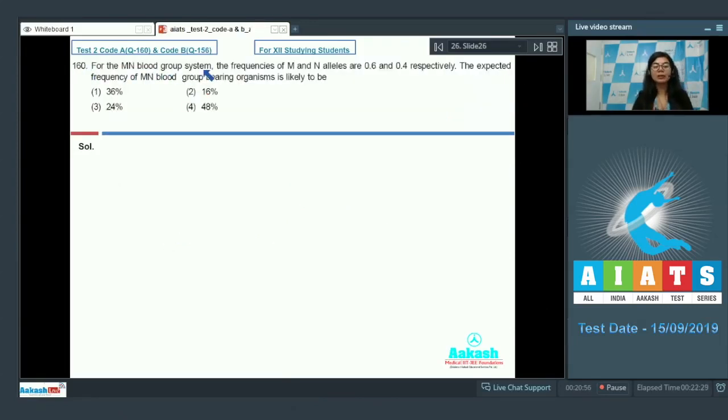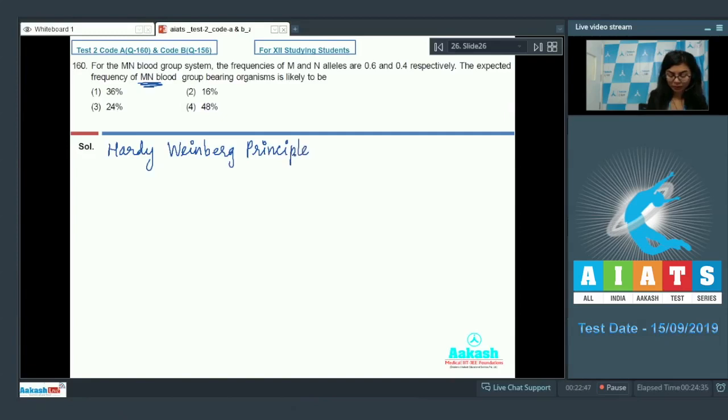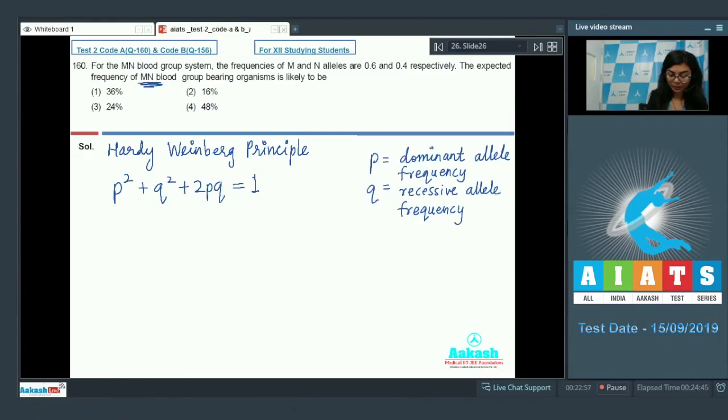Question number 160. For the MN blood group system, the frequencies of M and N alleles are 0.6 and 0.4 respectively. The expected frequency of MN blood group bearing organisms is likely to be. Alright, we are asked to find the frequency of MN blood group bearing organisms. Let's go over it step by step. According to the Hardy-Weinberg principle, this question can be solved. Let me just calculate it. The expression given is p square plus q square plus 2pq, which always equates to 1. Here p is M and q is N.